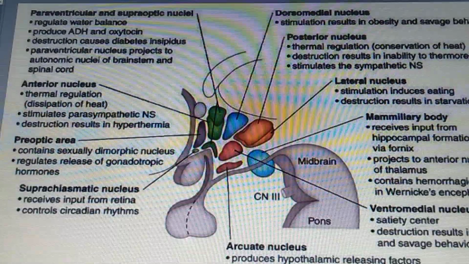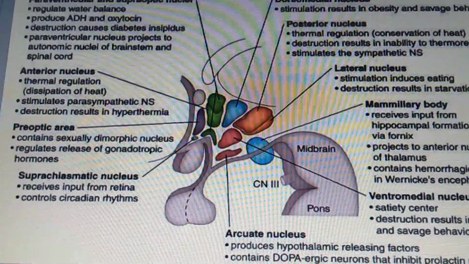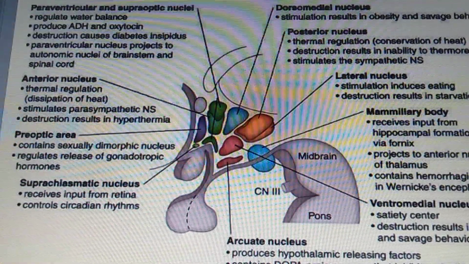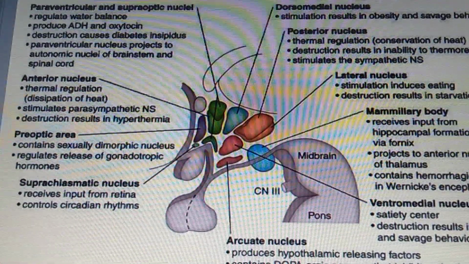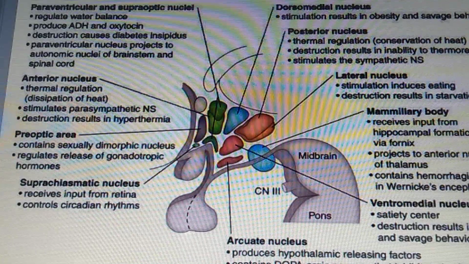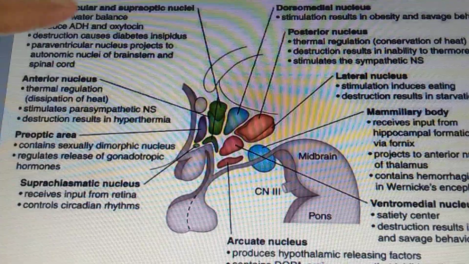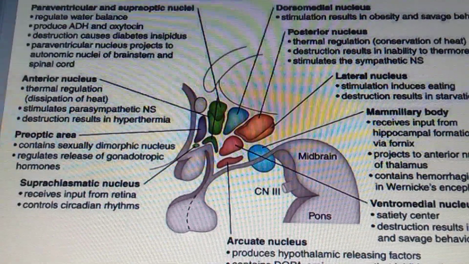In detail, this is another diagram of the nuclei, with the functions in detail they have given, right? Now here you can see ADH and oxytocin are produced. So this is done by the paraventricular and the supraoptic nuclei.